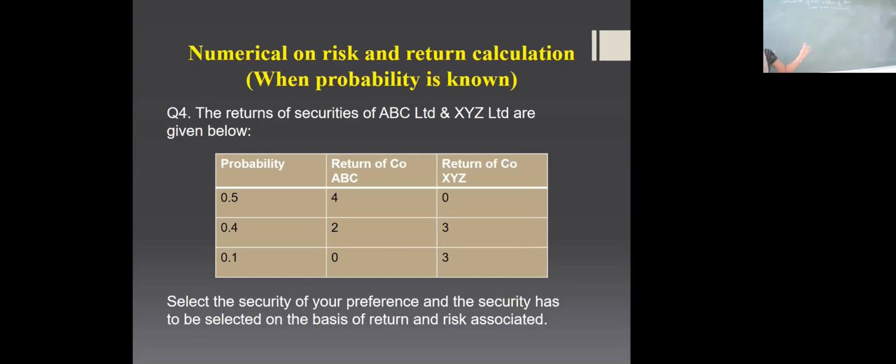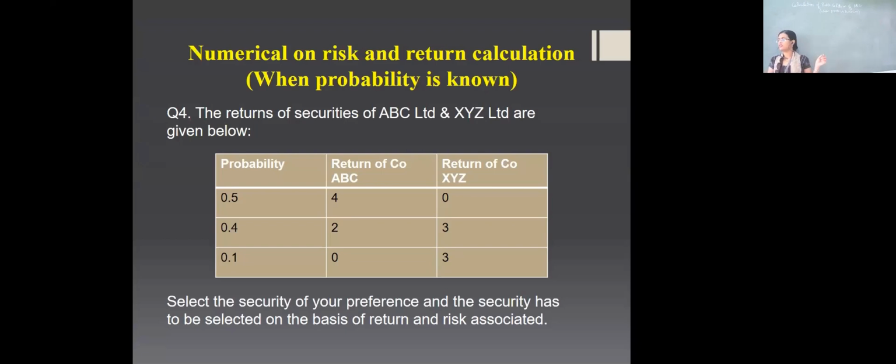Okay, so before we start calculating, we shall just try and figure out what the question exactly means. If you look into the question, they have given you the returns of ABC, and they have given you the returns of XYZ.